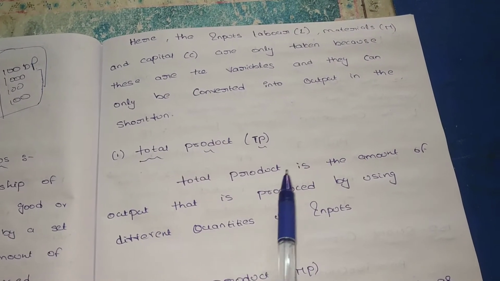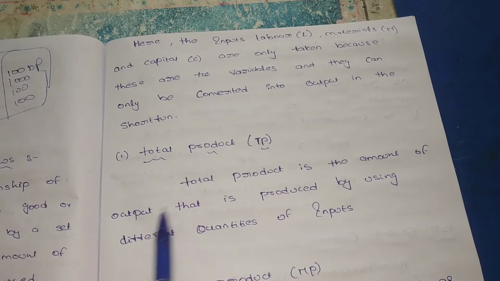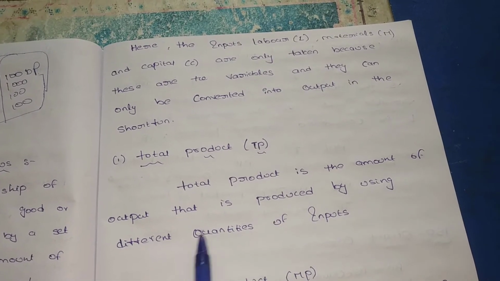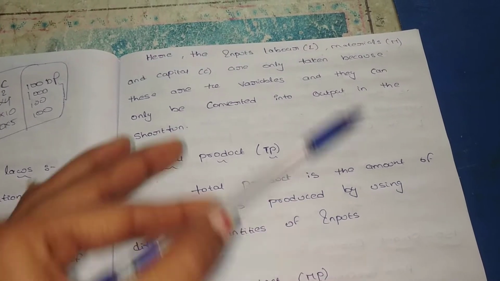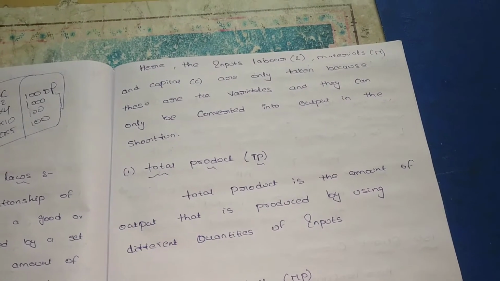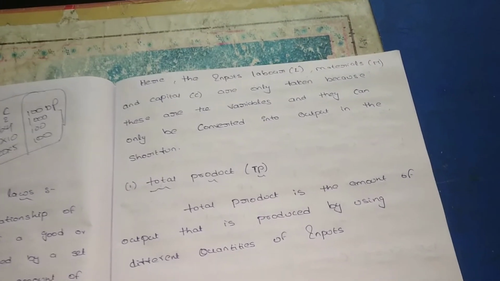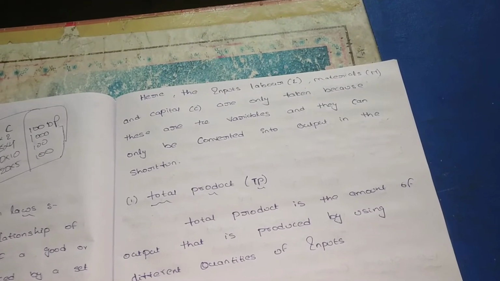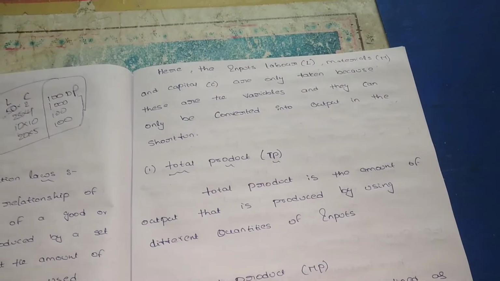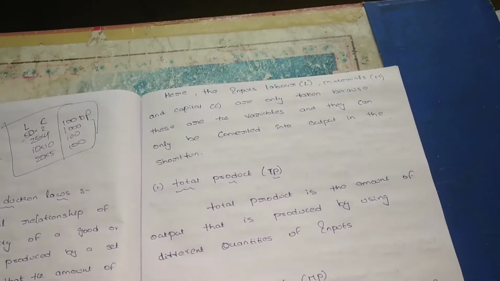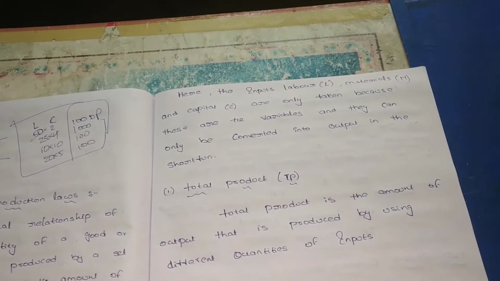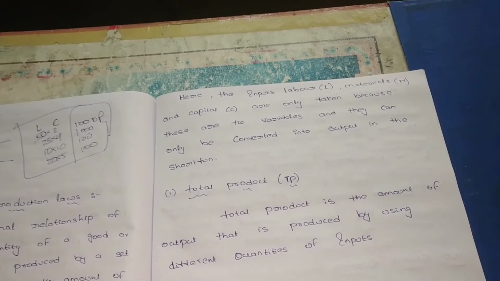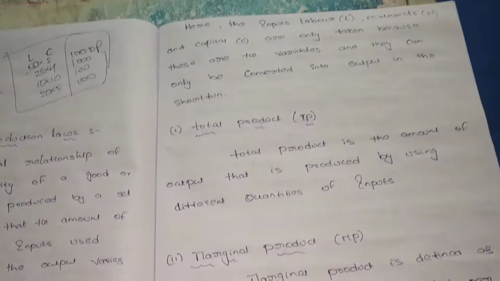The total product is the amount of output that is produced by using different quantities of inputs. Total product means by using these inputs we are producing an output. How much total output we are producing? We can say it is the total product, or the total output resulting from the effects of all factors of production combined together at any time. By the combination of all inputs, the output we are getting is the total product.